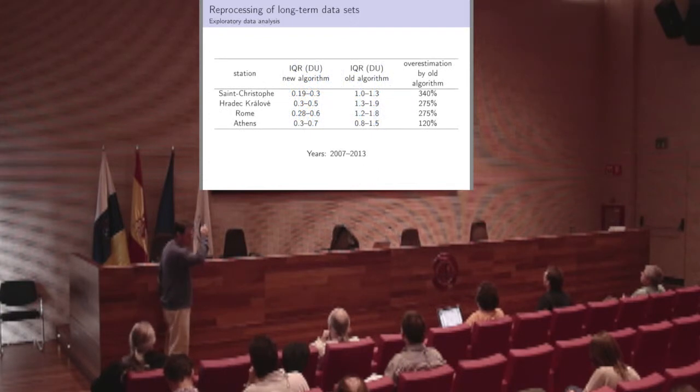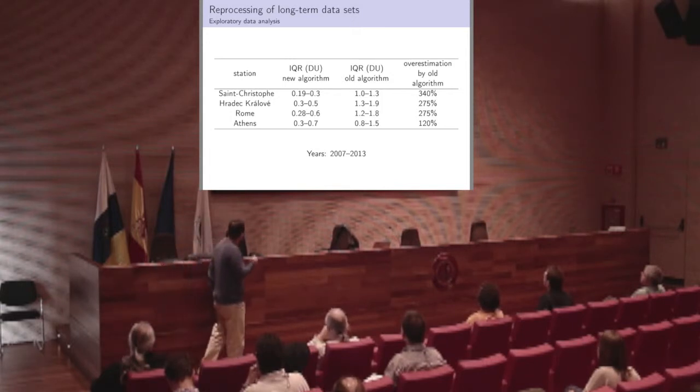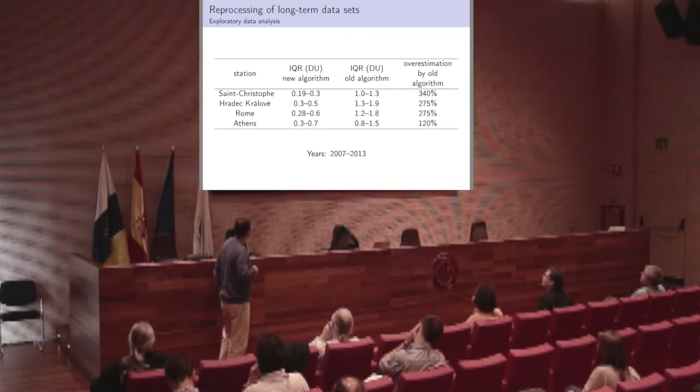And you can also sort these 4 series depending on the degree of pollution of the site. And it is quite reasonable, since St. Christophe, Aosta is a quite unpolluted site, while Athens is a very polluted site. You also see the overestimation by the old algorithm that is very, very large, very huge.